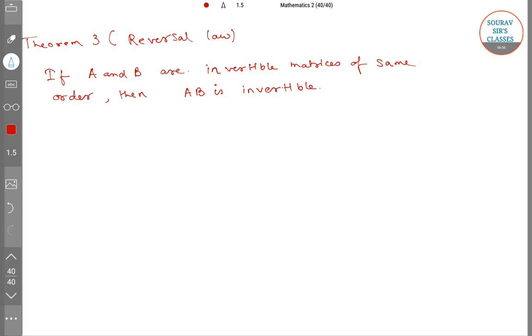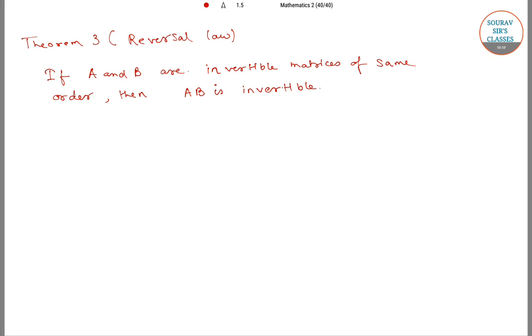Next is the Theorem of Reversal Law. It states that if A and B are invertible matrices of the same order, then AB is invertible with (AB) inverse = B inverse into A inverse. Similarly, if A, B and C are three invertible matrices, then (ABC) inverse would be C inverse into B inverse into A inverse.